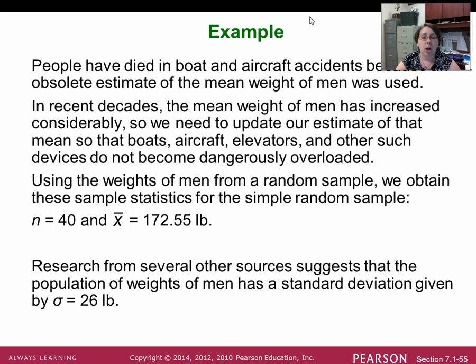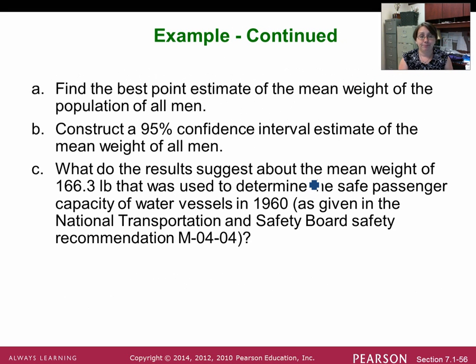Research from several other sources suggests that the population of weights of men has a standard deviation given by sigma equals 26. Notice this is the standard deviation for all men in general. So we're going to actually work with sigma, which means we can work with z. Alright, part A. Find the best point estimate of the mean weight of the population of all men. Well, remember x bar, that was 172.55. That is the best point estimate of mu. So that's it, the answer.